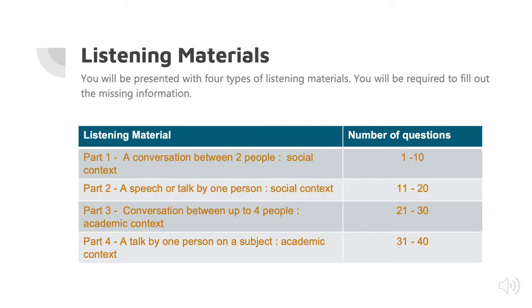The first part is a conversation between 2 people in a social context. The second part is a speech or a talk by one person in a social context. The third part is a conversation between up to 4 people in an academic context. The fourth part is a talk by one person on a subject in an academic context. Each of these parts will have 10 questions that you need to respond to.